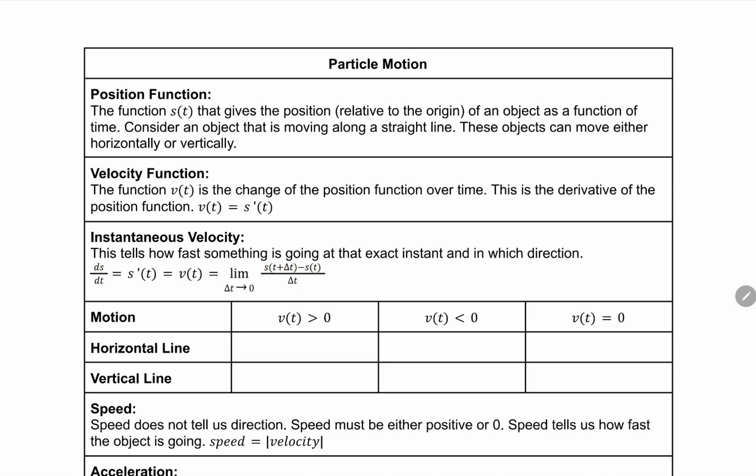Then we have something called the velocity function. This is the change in the position function over time. So velocity is the derivative of position. Right, remember we have this instantaneous velocity. This is how fast something is going at an exact instant and in what direction, right?